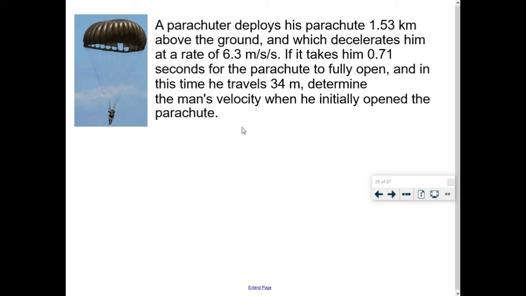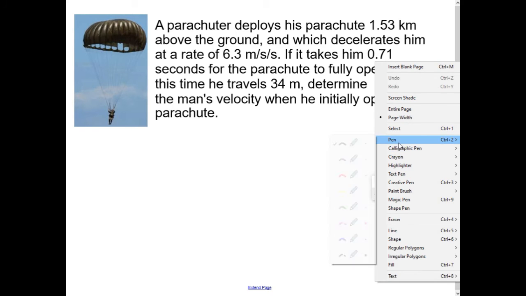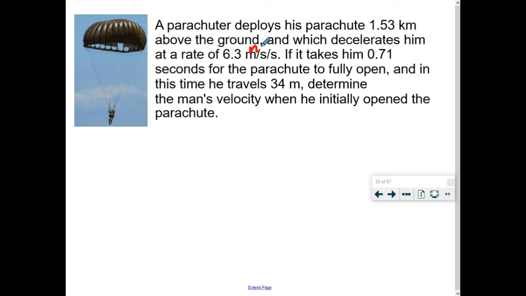There's a parachuter flying 5.3 kilometers above the ground. He decelerates again at a rate of 3 meters per second. For what it's worth, meters slash second squared is meters per second squared. If you haven't ever seen that before, this is just meters per second squared. It takes less than a second for his parachute to unravel. But in the time that his parachute unravels, he's still traveled 34 meters. My question for you then is, what was the man's velocity when he initially opened the parachute?